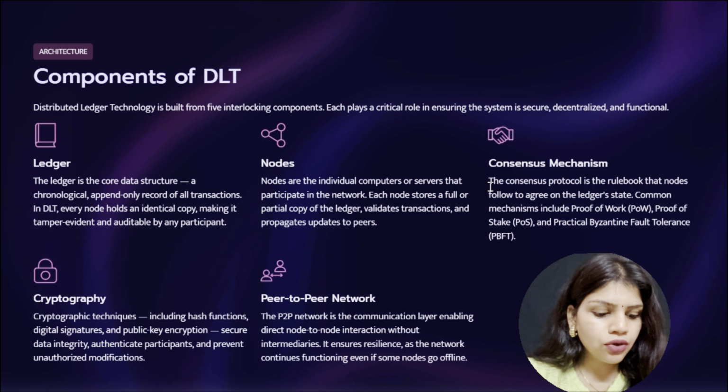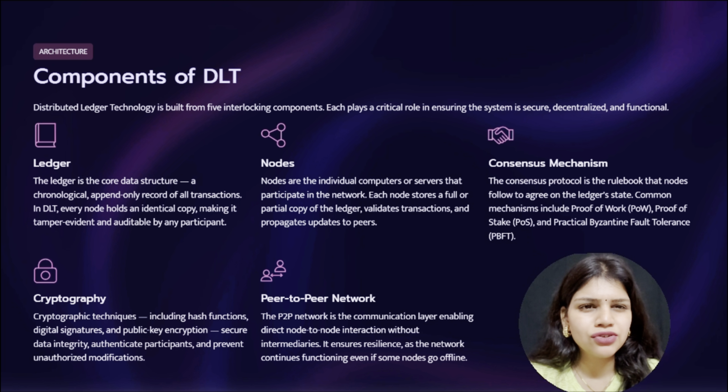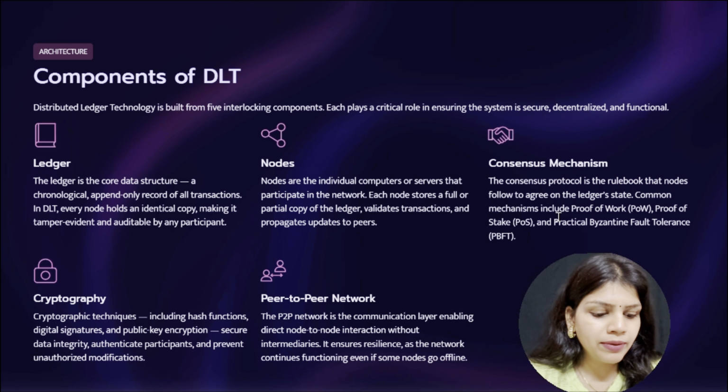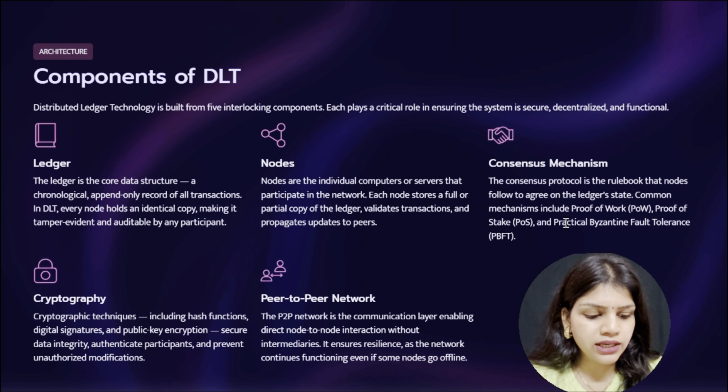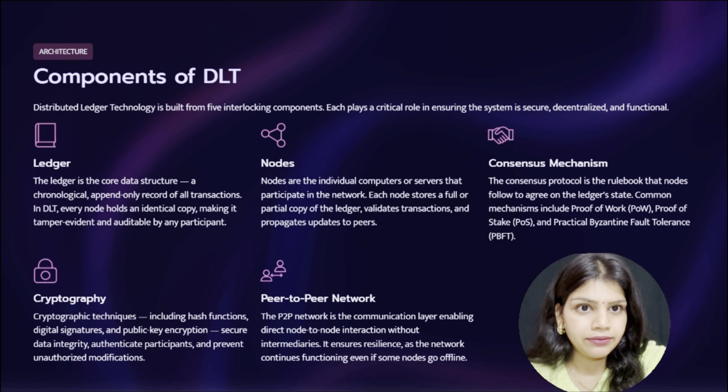Okay, so the consensus mechanism is like a verification rulebook which makes sure that all the nodes' ledgers are in the same state. That is what the consensus mechanism does, and it also validates the transactions. So common mechanisms are proof of work, proof of stake, practical Byzantine fault tolerance. So these are all types of consensus mechanisms. We'll know in the later videos. Okay.